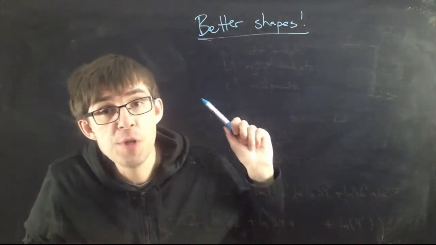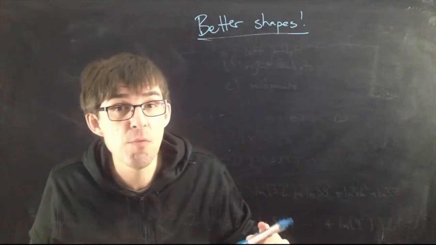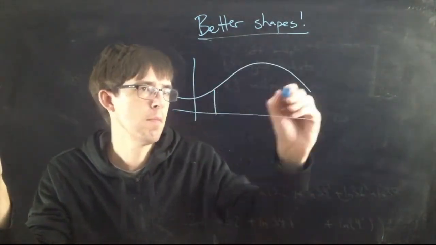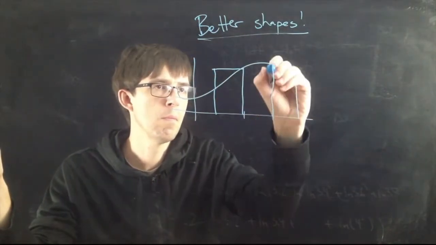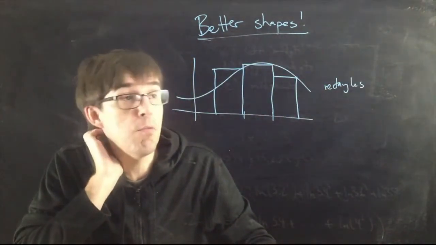I want to talk about using better shapes in the approximations. Better than rectangles, I mean. Check it out. This is what it would look like if you use, say, rectangles.